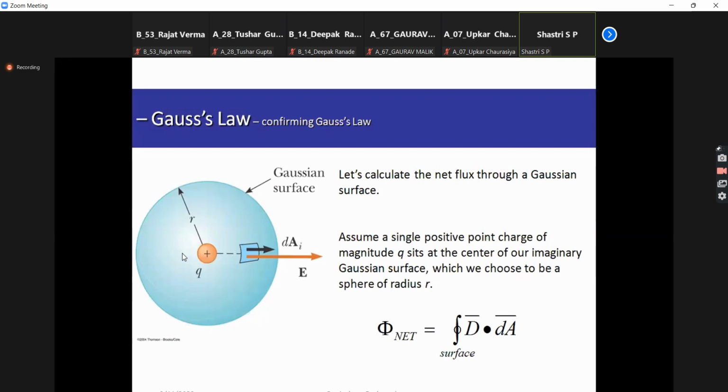The charge is enclosed in a closed sphere. So the amount of flux which will leave this sphere will always be equal to the charge enclosed.